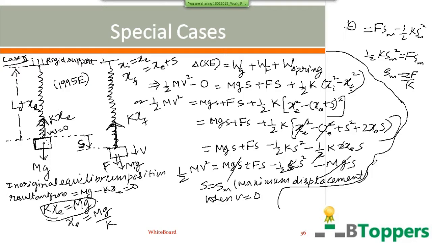So in case you are asked to find the maximum elongation of the spring from the natural length L0, that means in the second figure the length of the spring is L0 plus Xe plus S. So the maximum elongation of the spring from its natural length L0 will be Xe plus S. Xe is the initial elongation in the original equilibrium position of the block, which is equal to mg by K, plus 2F by K.